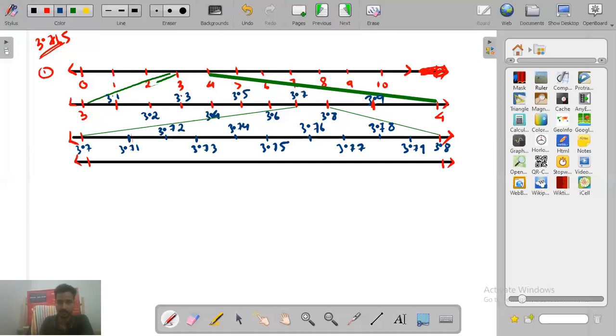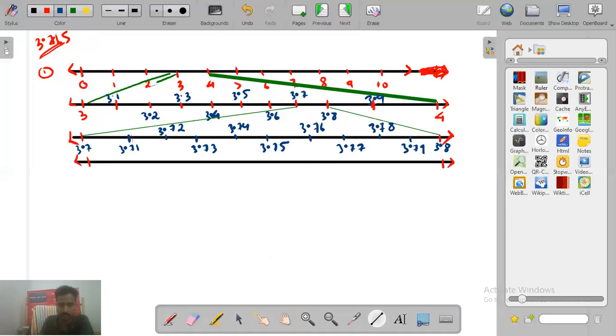Now again see, 3.765 will lie between 3.76 and 3.77. Yes or no? Because 3.765 is more than 3.76 but less than 3.77. So it will lie between 3.76 and 3.77. So again, you have to divide the distance between 3.76 and 3.77 into 10 equal parts. Okay. So again, I have to divide these. Yes or no? So let me draw a straight line again.